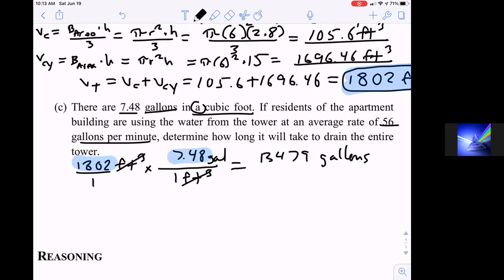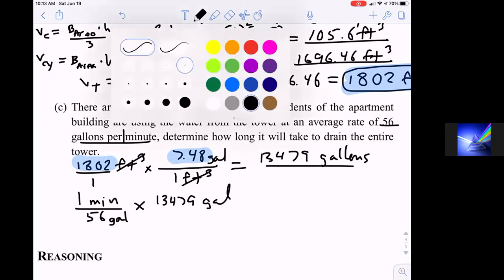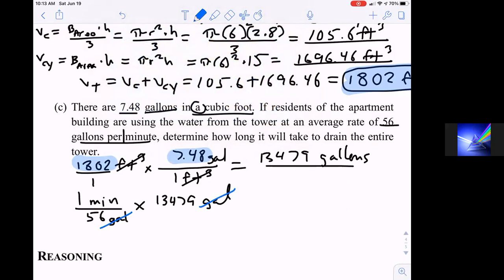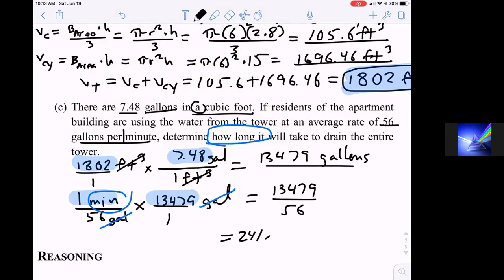Okay. So I'm looking for time now. So I've got a ratio that says per 1 minute, it takes 1 minute to essentially use 56 gallons. So in 1 minute, 56 gallons are used. I'm going to start there. Now I'm going to multiply that times the total number of gallons that were here, 13,479. Why am I doing that again? Because I want the units to cancel properly, leaving me with the proper unit of time, how long. And so the math, again, also takes care of itself. It's going to be 13,479 times 1 over 56, which is about 241 minutes.